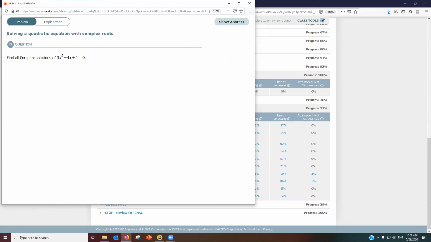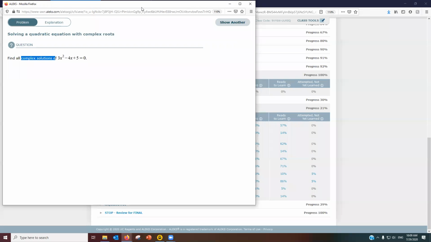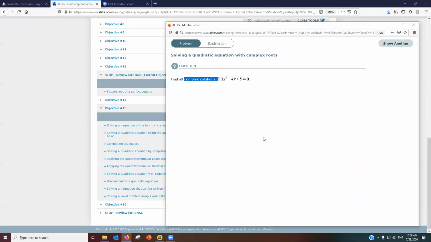All right, how about if we do one here that's a little different, because I'm noticing this one says find the complex solutions. So here's what can happen. When you take the square root of a negative number, you will end up with an imaginary number.